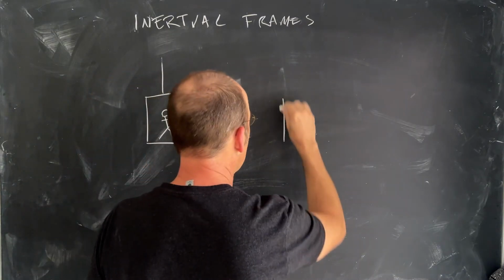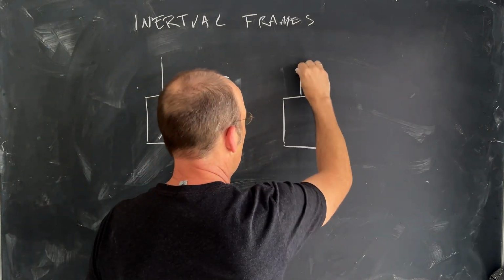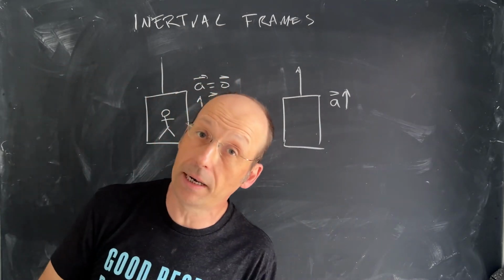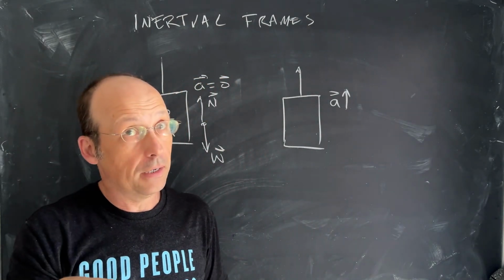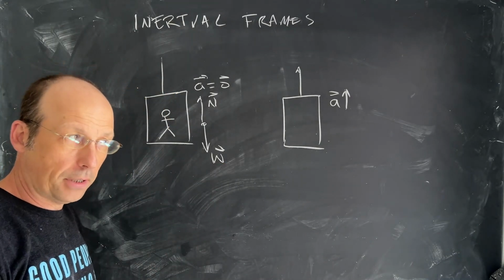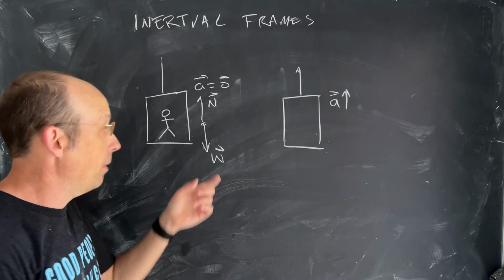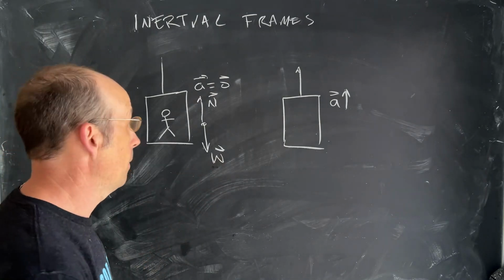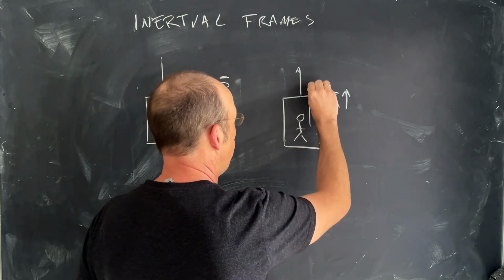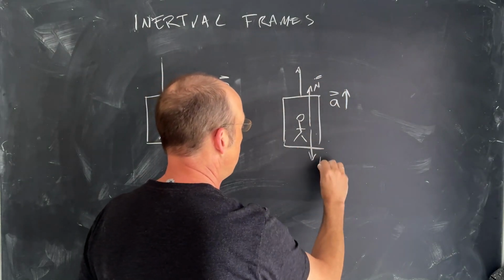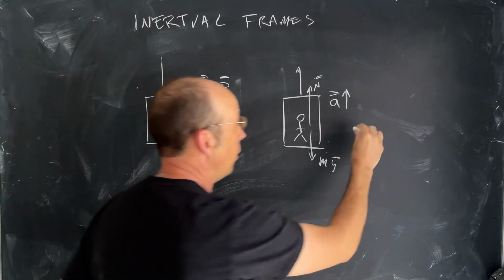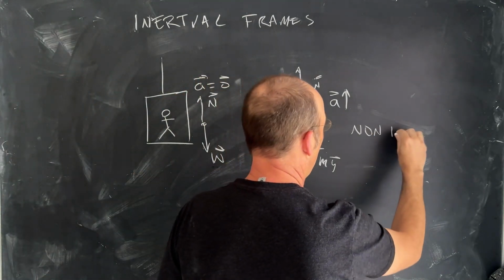But now what happens if the acceleration is up, if the elevator accelerates up? I don't know if you've ever been in an elevator, but when you push that button, you feel different. Does your weight increase when you push the button and it accelerates up? No, it doesn't, because this is the interaction between you and the Earth. In fact, what happens is the normal force increases and the weight stays the same, and that causes the person to accelerate. But this is what we call a non-inertial frame.